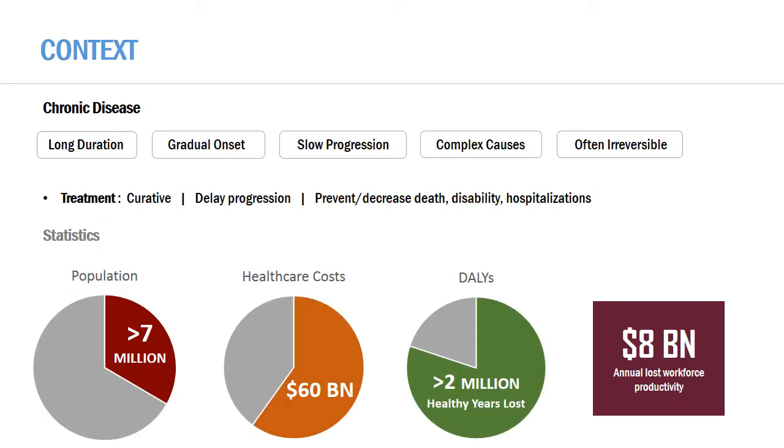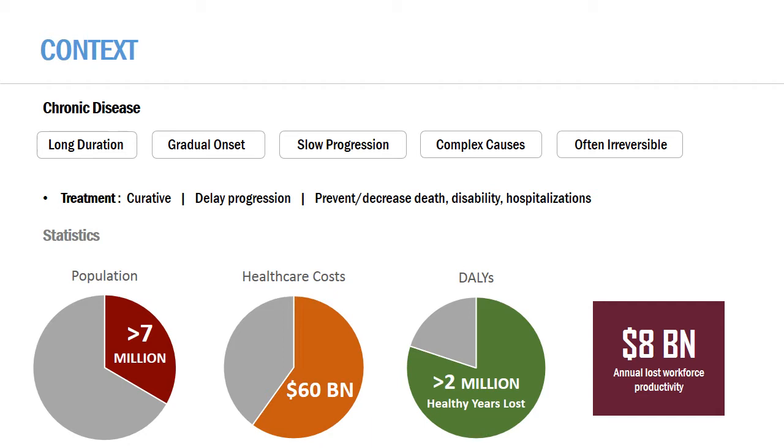It is difficult to pin down a precise definition of what a chronic disease is, but there are some words the WHO and the Department of Health use to describe conditions considered to be chronic, which are long duration, gradual onset, slow progression. Treatment can aim to cure the disease, but more commonly all that can be done is to manage the disease by delaying progression and preventing or decreasing death, disability, and hospitalizations arising from them. Examples of common chronic diseases include diabetes, ischemic heart disease, lung cancer, depression, and osteoporosis.